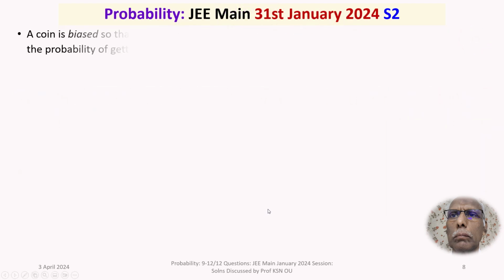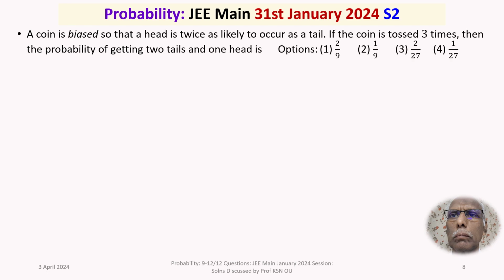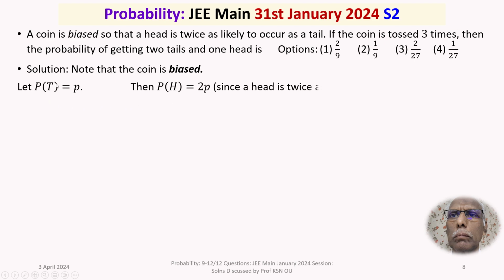Let's now discuss the solution of the problem in detail. Note down that this coin is biased. It's not a fair coin. It is a coin, therefore the outcomes are head or tail. Let us say the probability of obtaining a tail is p, and the probability of head will be 2p. Why? Because it is given a head is twice as likely to occur as a tail.